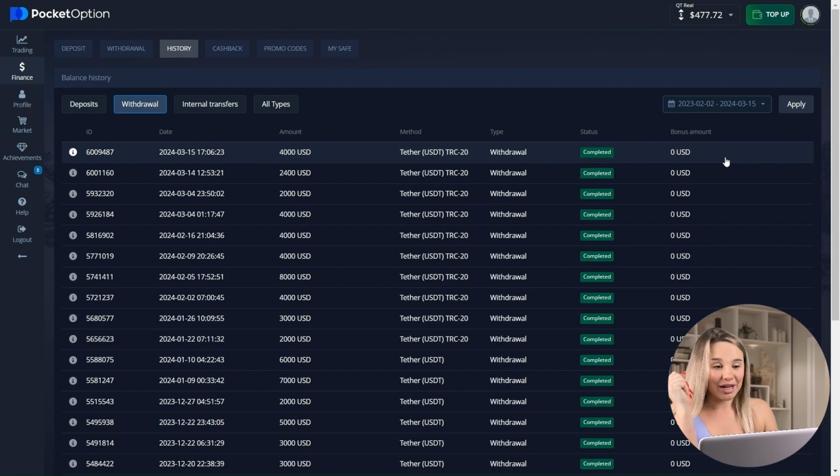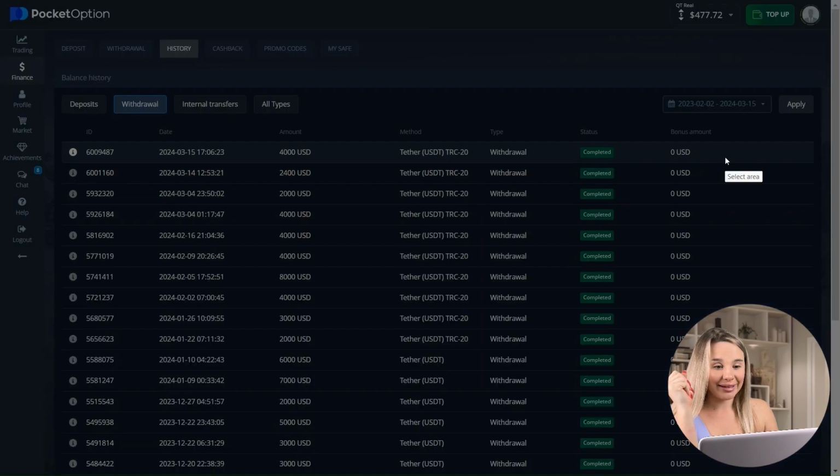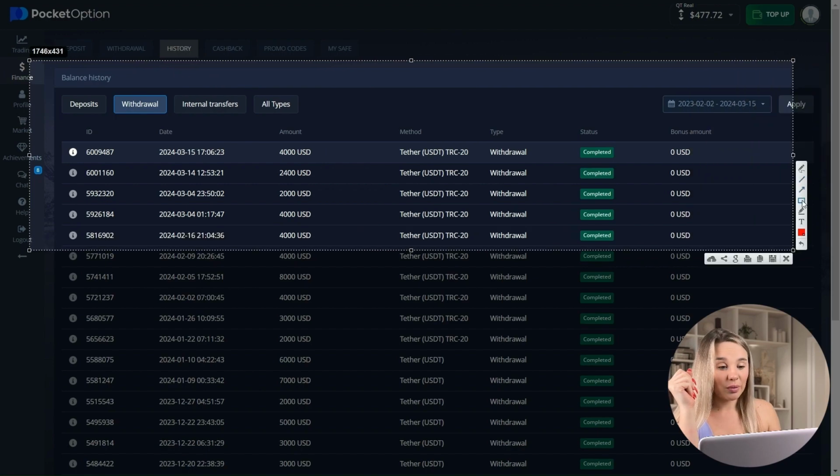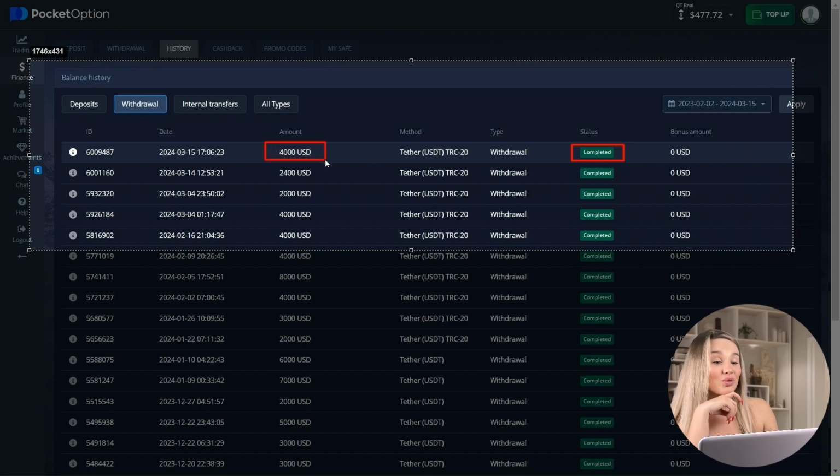I'm back in the transaction history and now it's completed. As you can see by the status, $4,000 have come to my wallet, which I'm happy about. I won't deceive. That's all. There are no secrets or tricks here.